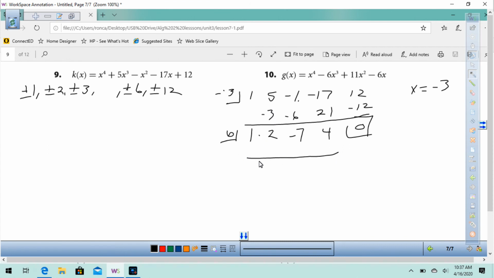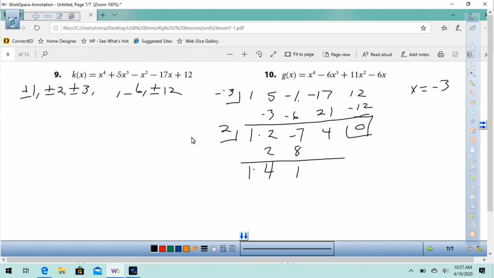Bring the 1 down, and that's 6, and 6, and that's 8. Ooh, 48. That's going to get big quick. So it's not 6. It is not positive 6. Well, let's go with 2. Bring the 1 down, 2, and that's going to give us 4. 2 times 4 is 8, and that's going to give us 1.